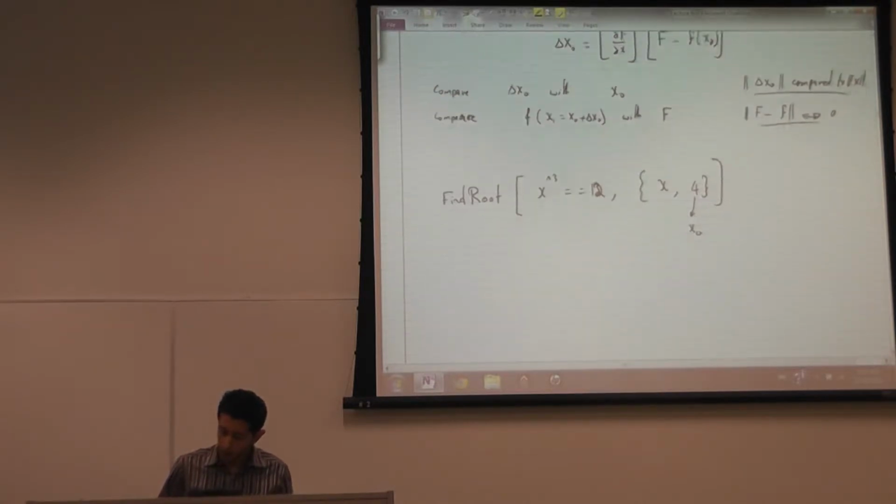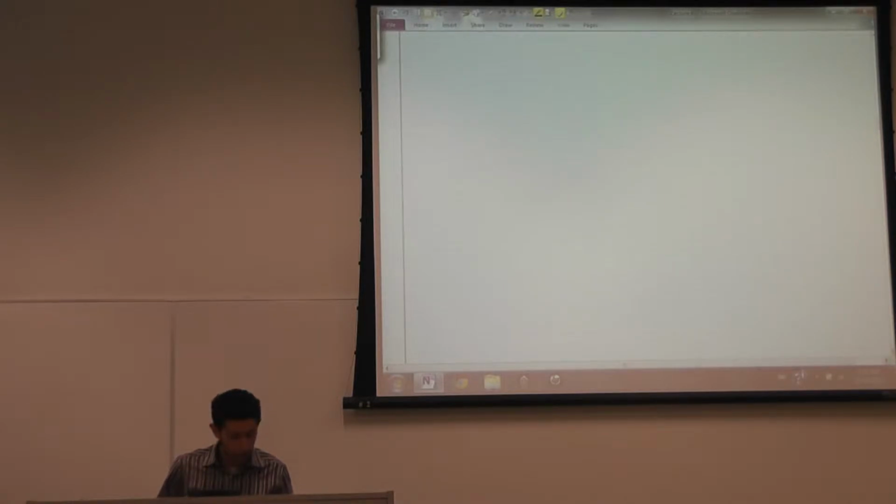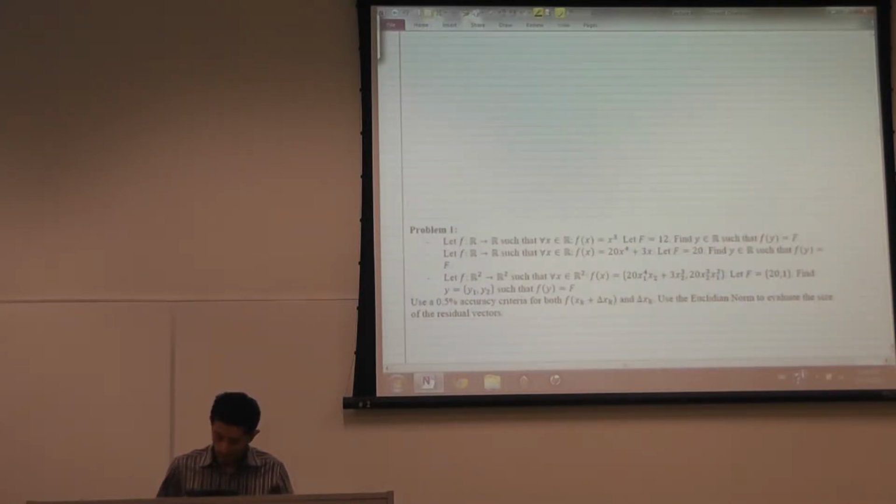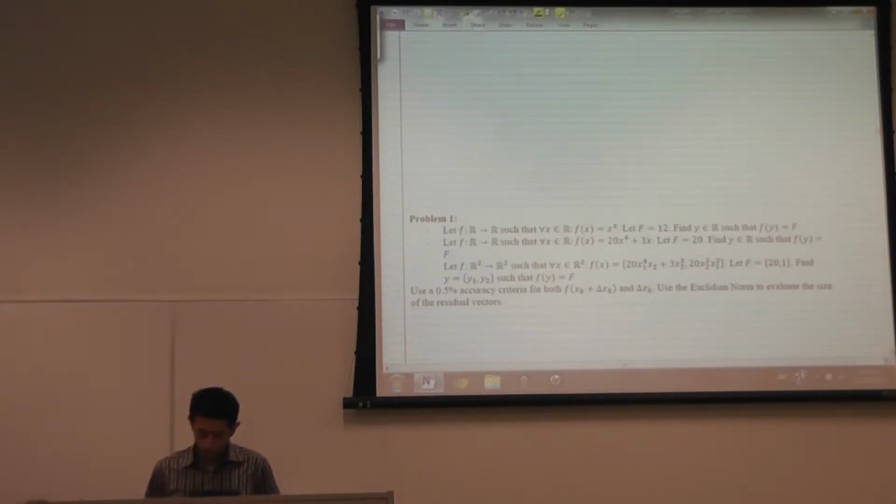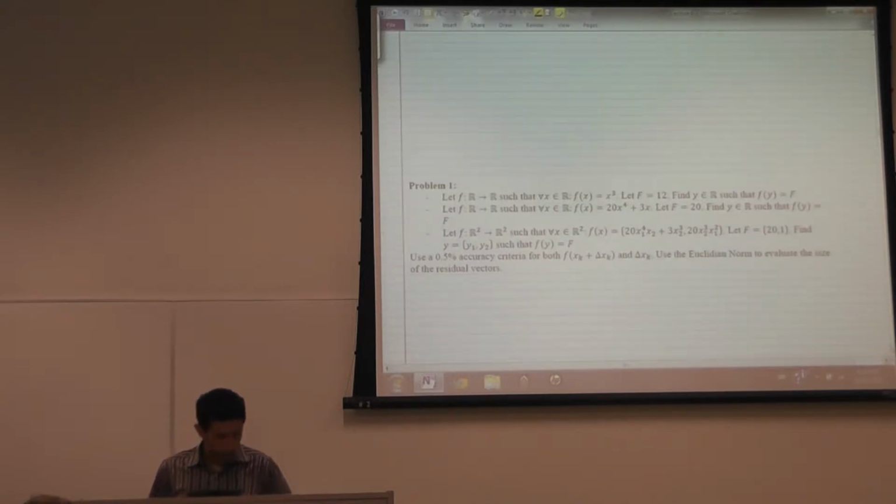So we have 3 problems. So I have f takes from R to R such that f of x is equal to x cubed. And I want to find a vector y such that f of y is equal to 12. Basically, what is the cubic root of 12?